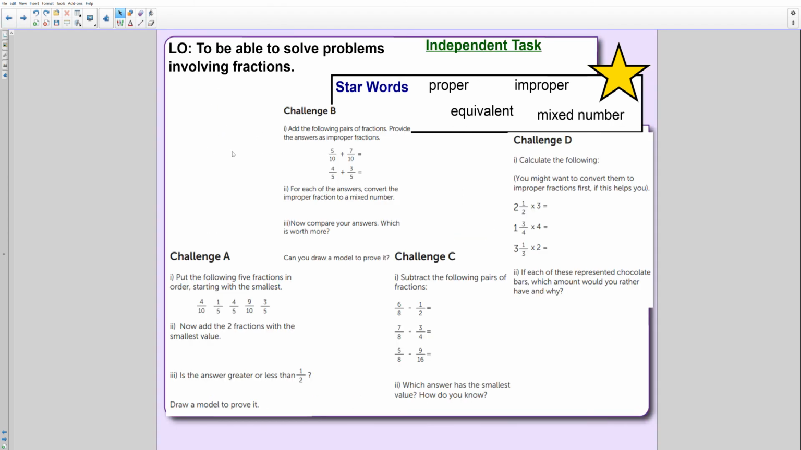Okay, moving on from this, here's your independent task for today. There are 4 challenges here. You can choose the order you want to do them, but I would like you to try all 4 challenges. There's not very many bits of them. You'll see you've got 1, 2, 3 for each, so each of them is about 3 bits. You're going to need to put the fractions in order, sometimes add them, sometimes take them away. Remember, taking them away and adding them works the same way, it's just the opposite, and multiplying them.